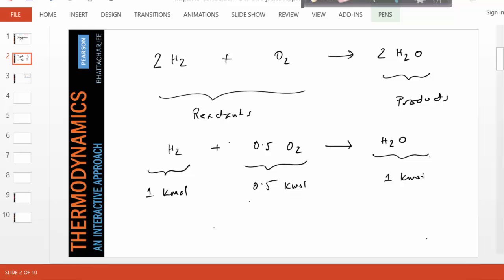Notice that on the left hand side the total kilomoles is 1.5, on the right hand side it is 1 kilomole. So the number of kilomoles is not preserved in a reaction. It's kind of obvious, because molecules can combine to make a bigger molecule, or a big molecule can split apart, producing more kilomoles, more count of molecules. Okay, so now we understand the basic structure of a reaction. Let's quickly see how we balance a reaction.